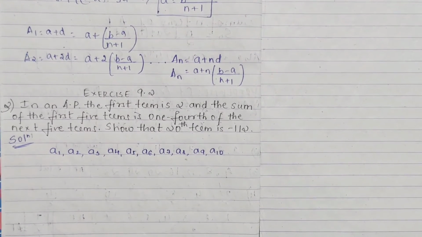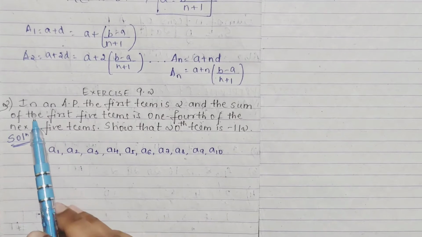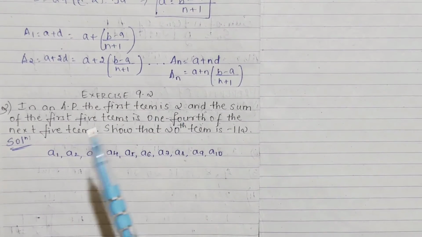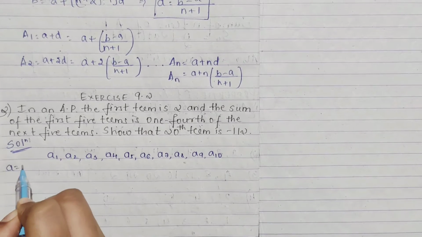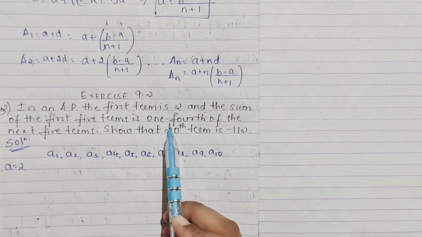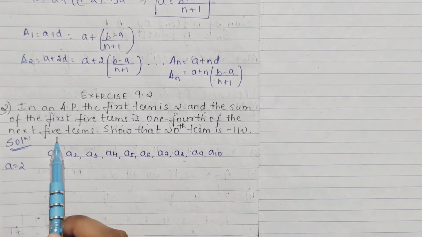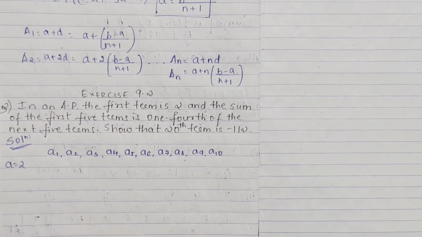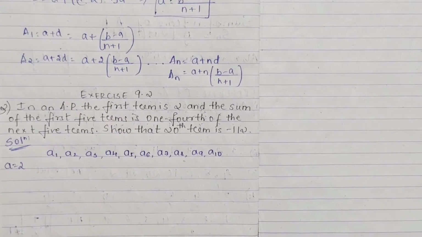Exercise 9.2, third question I have taken. In an AP, the first term is 2. The first term they have given is 2, suppose a is equal to 2. And the sum of the first 5 terms is 1/4 of the sum of the next 5 terms. Then show that the 20th term is minus 112.